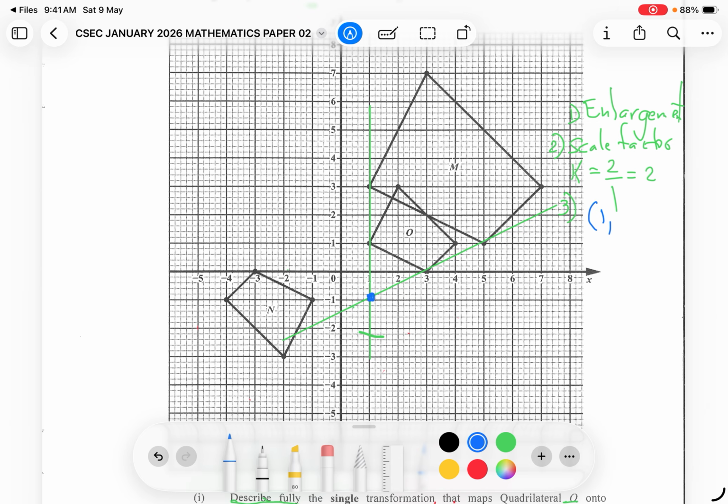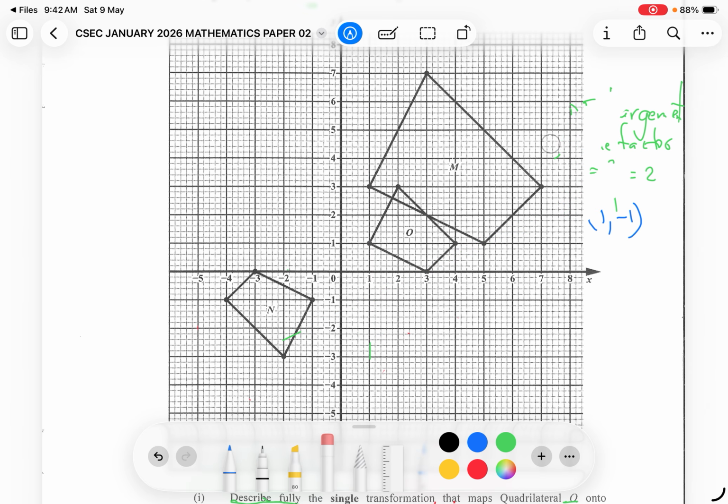X is written first, Y is written second. Your center is a point. You indicate your X and Y coordinates, always remembering that your X coordinate is written first. Now this fully describes my transformation, and I can write that in a paragraph where I would state that the transformation from O to M is an enlargement by scale factor 2 and a center of 1, negative 1. Fully described that. All right, let's continue.